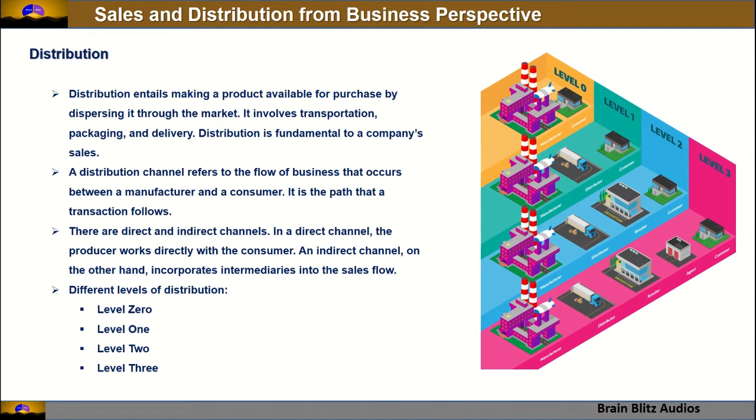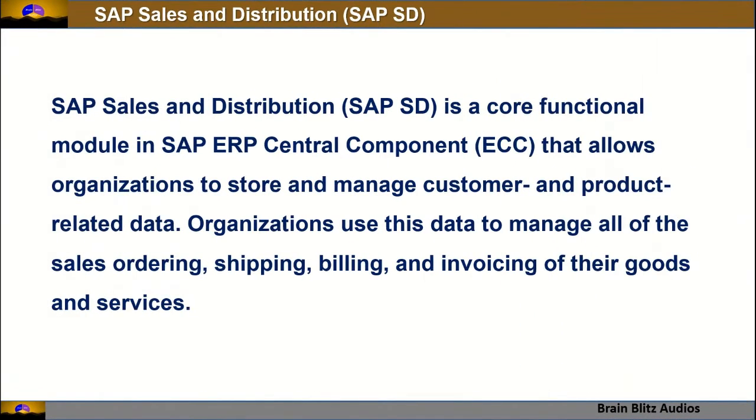So basically you need to remember that there is a sales process and there is a sales cycle. Then after that is distribution, and distribution has channels, and also there are different levels of distribution channels. So now let us look at the SAP part. SAP Sales and Distribution, SAP SD. So SD is the short form which refers to this module.